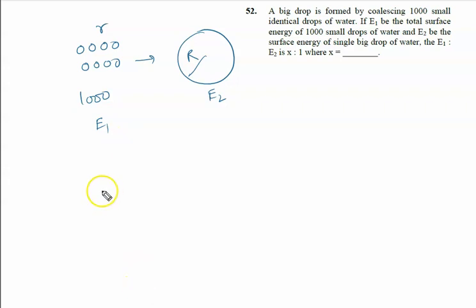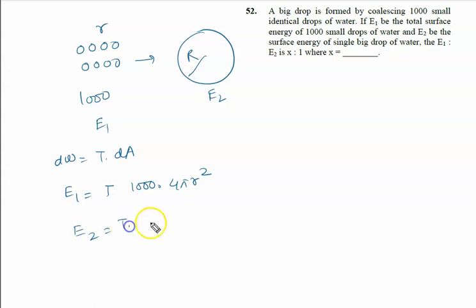Now what is E1, what is E2? We all know very well from the surface tension chapter, dW is given by T into dA. So the initial energy E1: surface tension is T, and the area of the 1,000 drops, you will say, is 1,000 into 4 pi r square. E2: surface tension times the area of the one drop, that is 4 pi into capital R square. Now we have two options, either we convert capital R into small r or small r into capital R. But since E1 by E2 is to be found, it is better to convert small r into capital R.